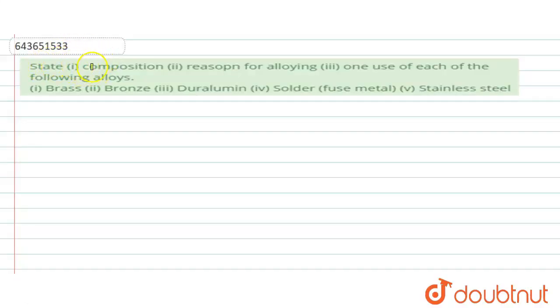Hello everyone, let's start the question. The question says that state first composition, second reason for alloying, and third one use for each of the following alloys. So there are 5 alloys and we need to tell their composition, reason for alloying, why they form alloys, and one of its uses.